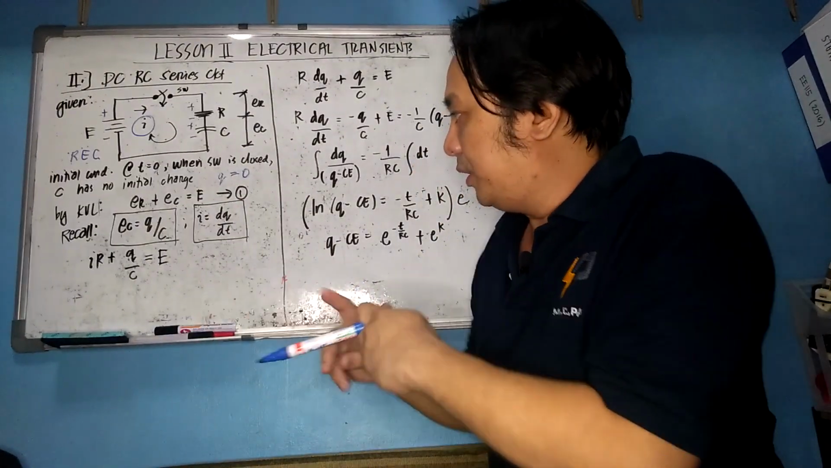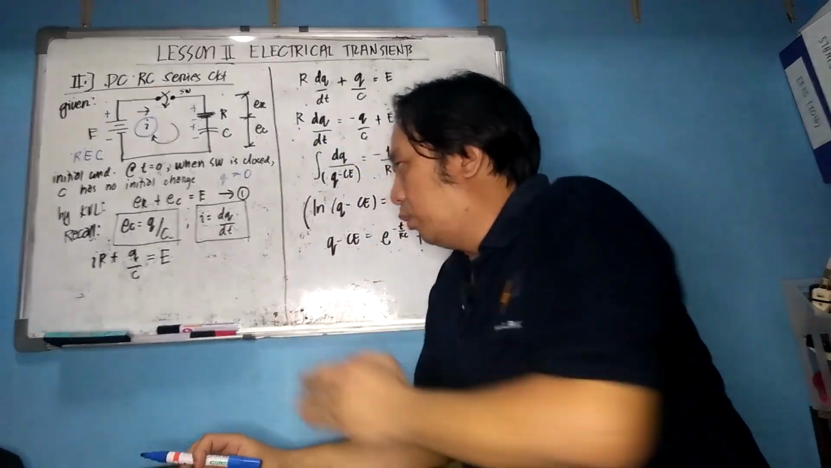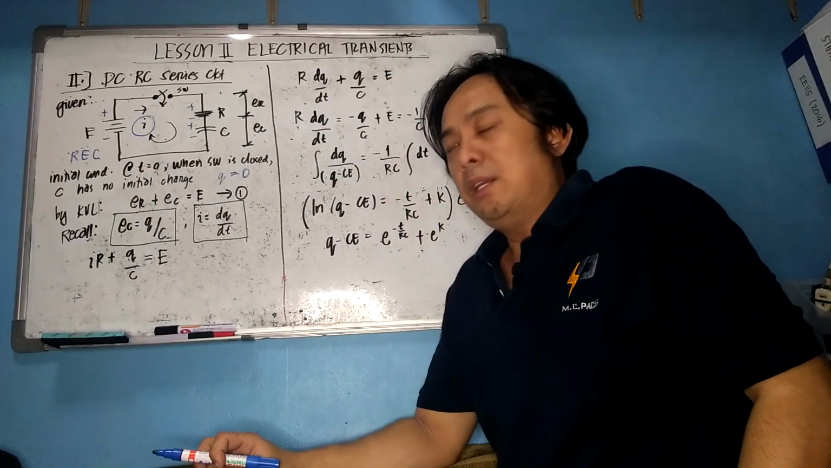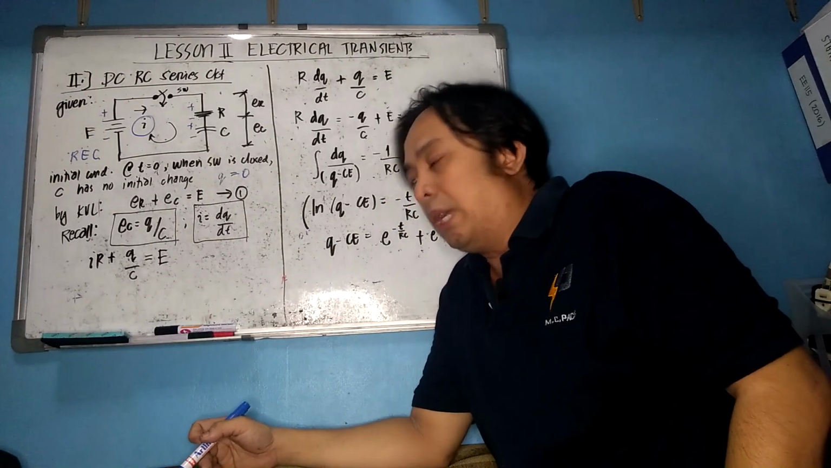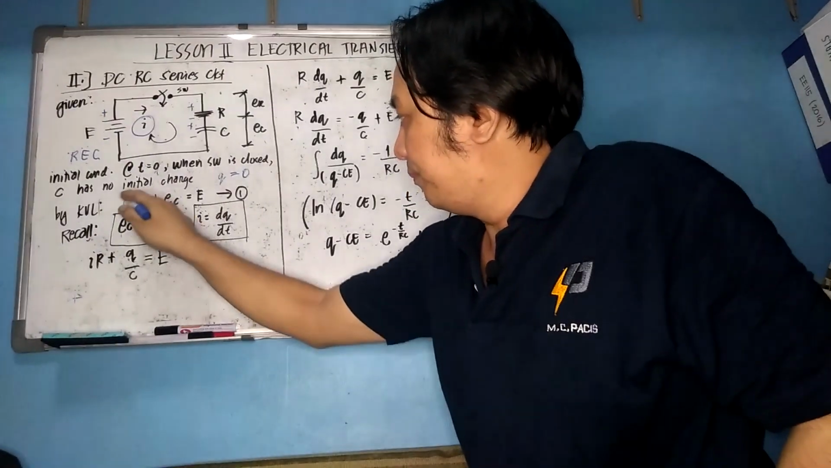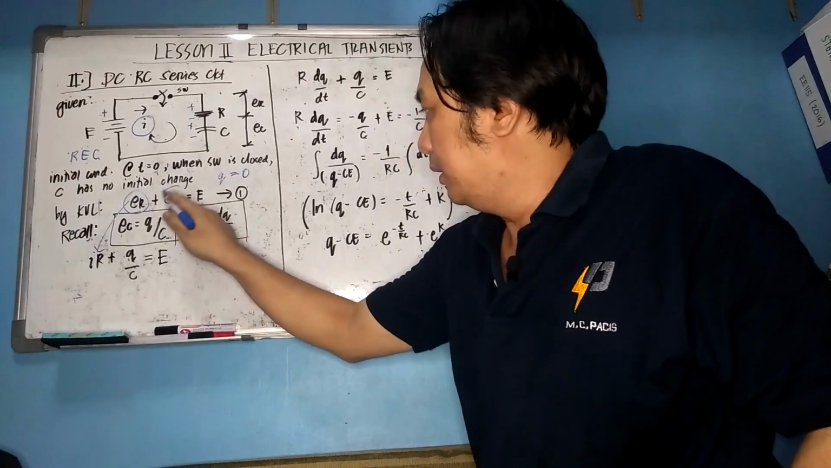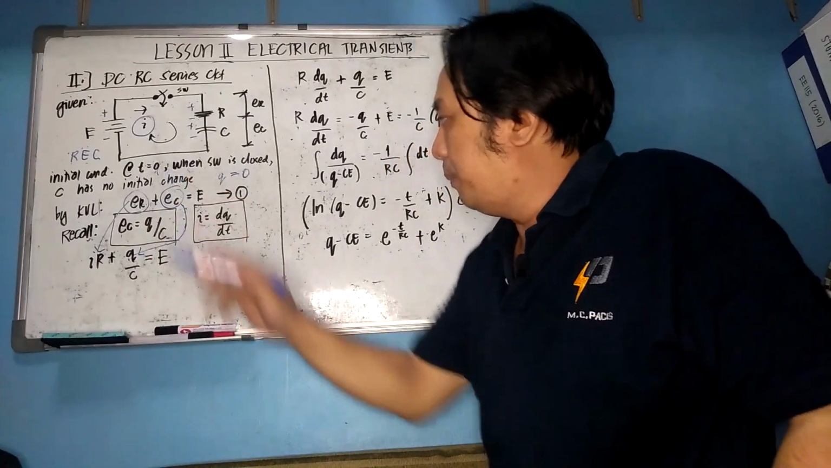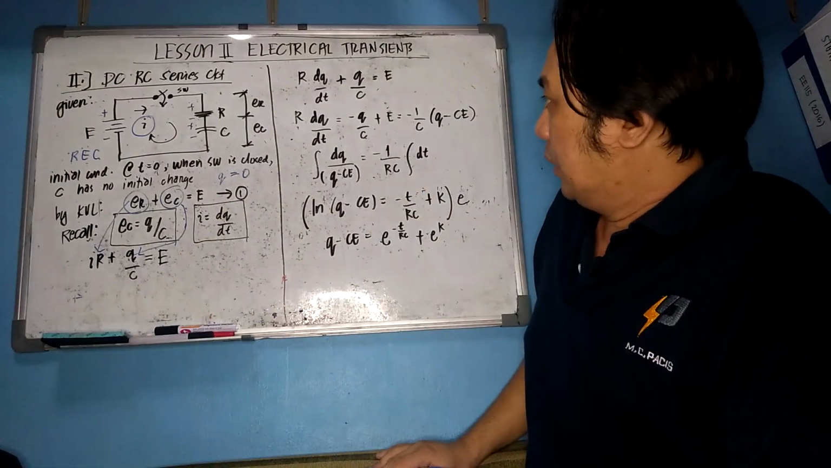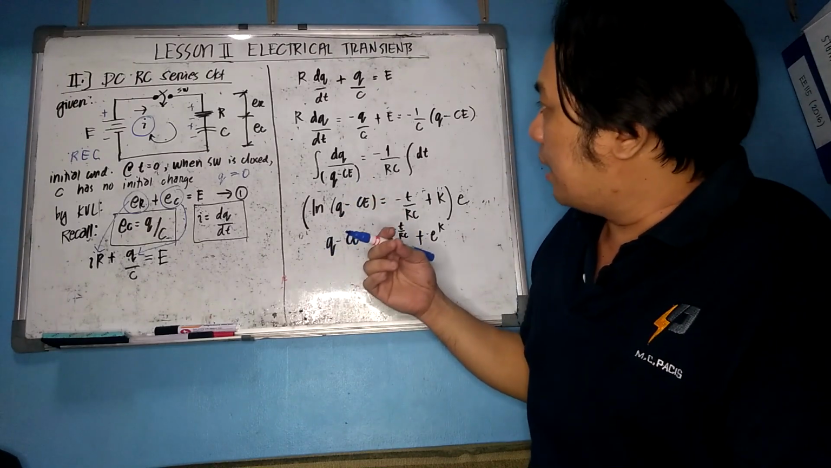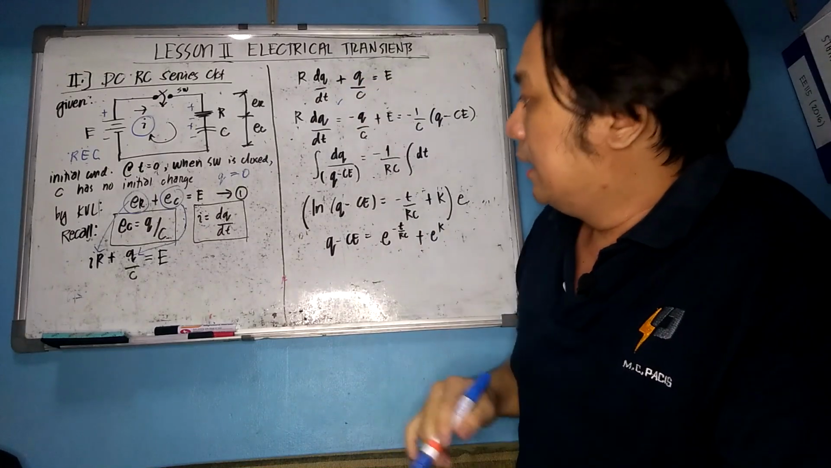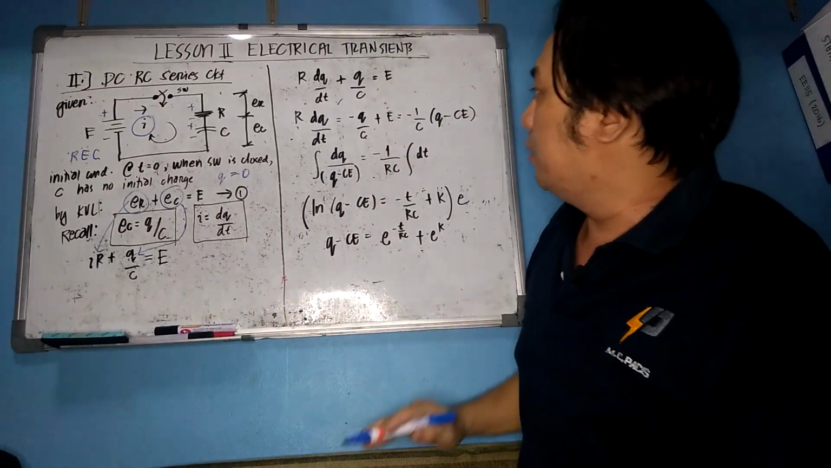The capacitor voltage EC is simply equal to the charge all over capacitance. And of course, the current I is the differential of the charge with respect to time, or dq over dt. Now if this is ER, that is I times R, then EC is Q all over C, simply equal to the battery voltage E from equation number 1. All we have to do is substitute the current I here by dq over dt, and EC is equal to Q over C.